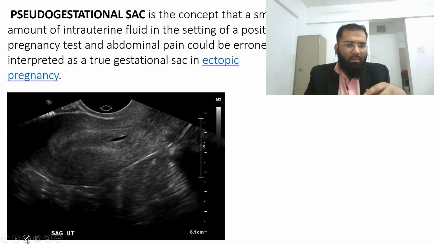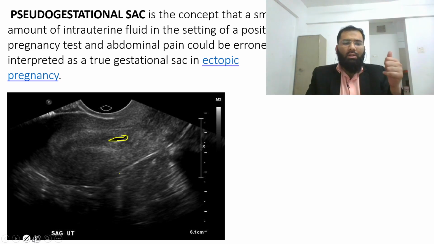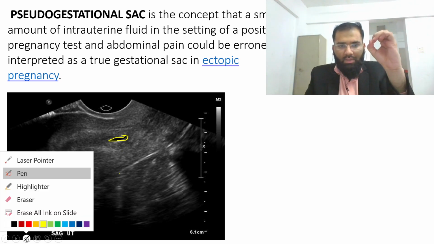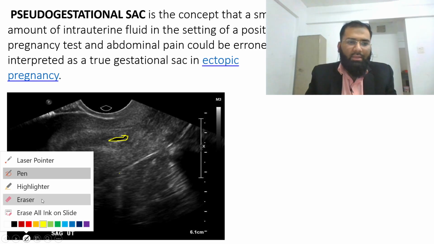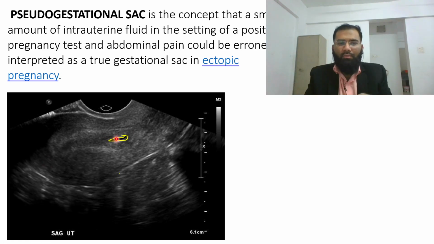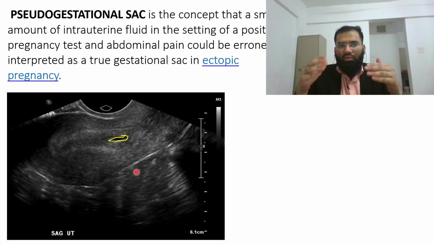Now again the same thing here. You can see this fluid here. This is not circular. This is not round. G-sac is a round structure. So this is pseudo sac. This is not a true sac. So this is how we differentiate true sac from false sac. So whenever you have such type of appearance, pseudo gestational sac, you should always look for ectopic pregnancy.